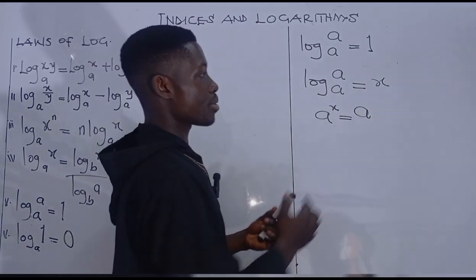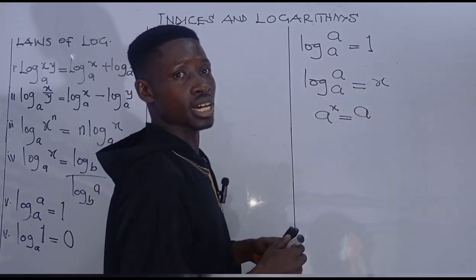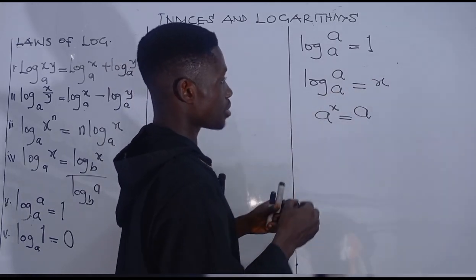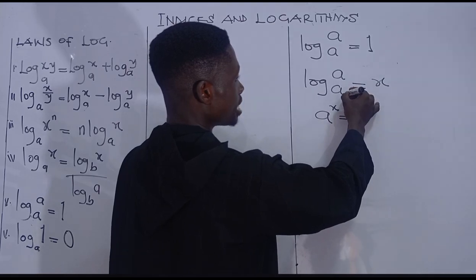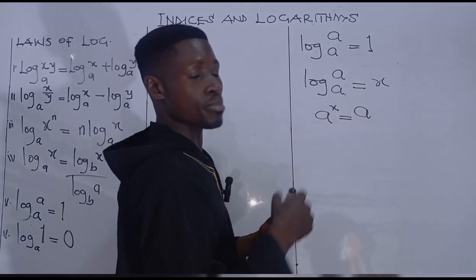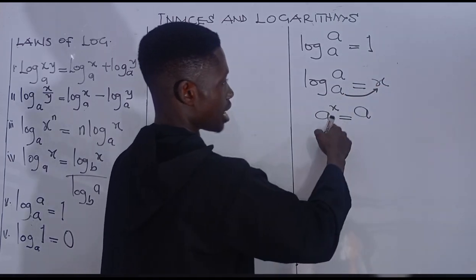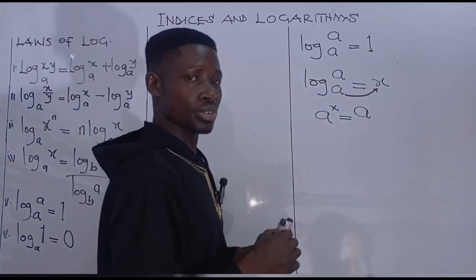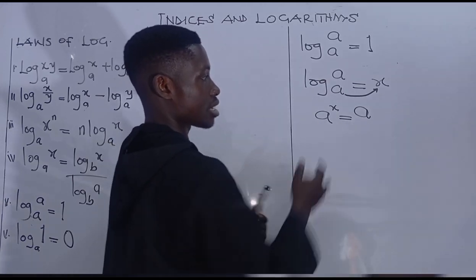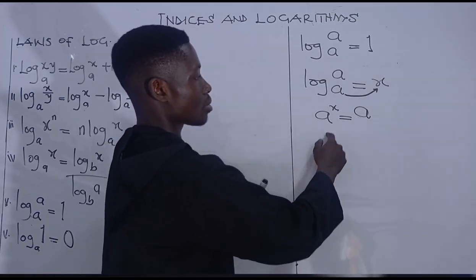Another approach is we can decide to equate this to any variable at all, let's say x, and then we convert this to an exponential equation. And doing that, we know that the base of the logarithm will move and become the base of the power. So we are going to have a raised to the power x is equal to a, which will yield the same answer.